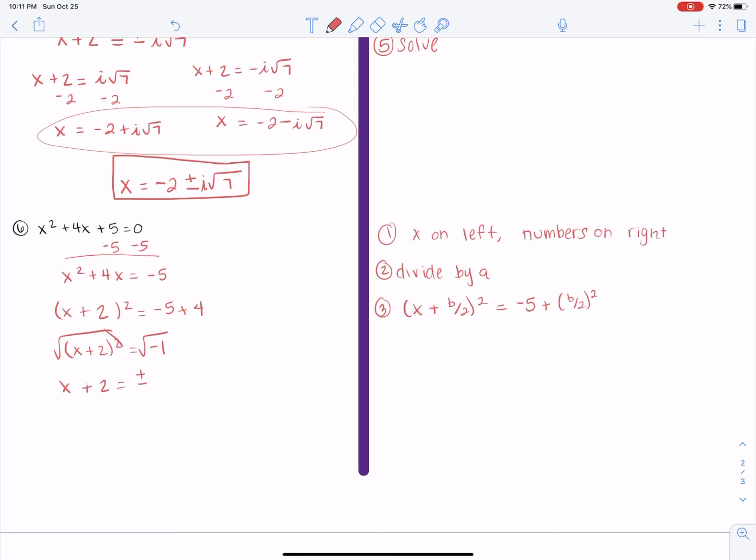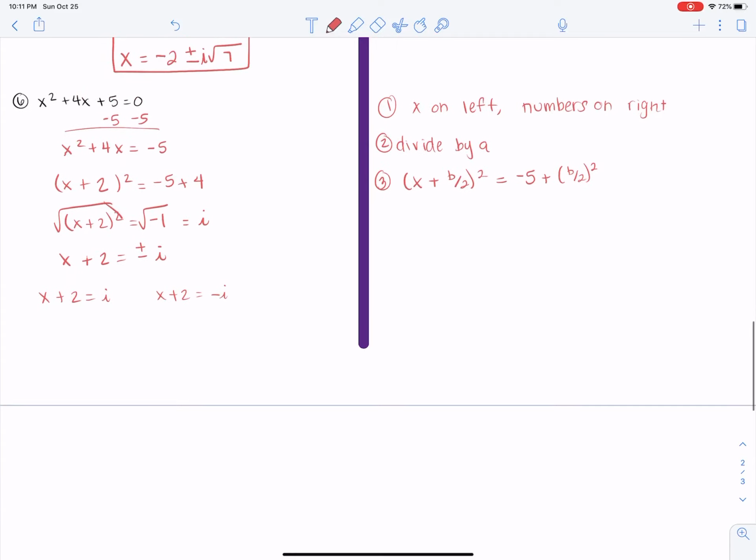The square root of -1 is equal to i. That's what we learned last class. So I have x plus 2 equals i. x plus 2 equals -i. Minus the 2 from both sides. -2 plus i. -2 minus i. Again, if they're the exact same, but one's plus and one's minus, we're going to write the answer as both together. So -2 plus or minus i.